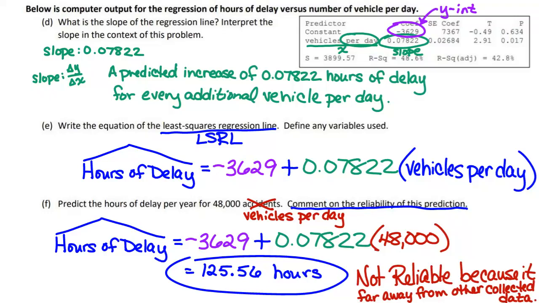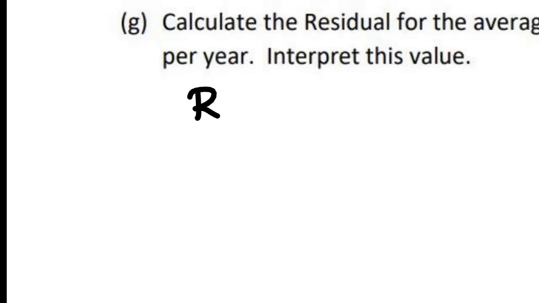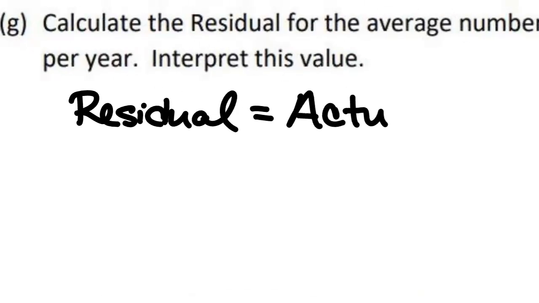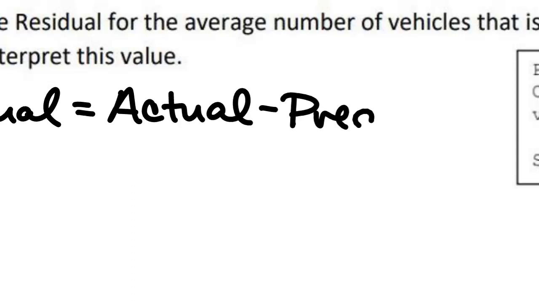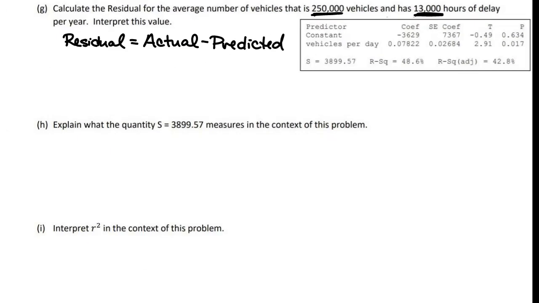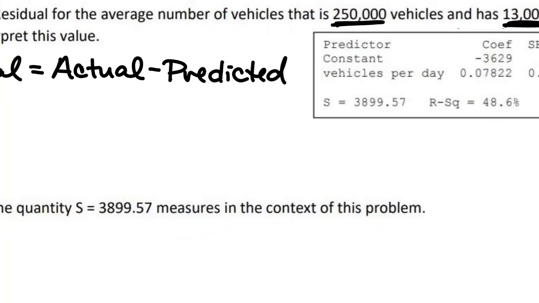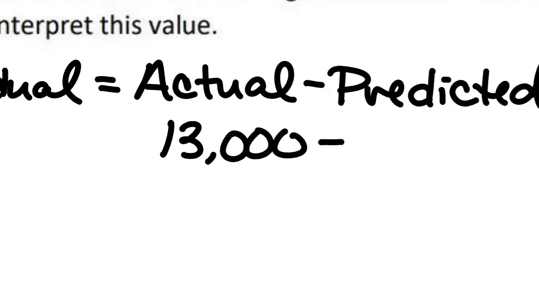Calculate the residual for the average number of vehicles that is 250,000 vehicles and 13,000 hours of delay. All right, hold on. If I'm going to calculate the residual, what do I need? The actual. Residual is actual minus predicted. They gave me the number of hours, so here's my actual: 13,000. How do I get my predicted?